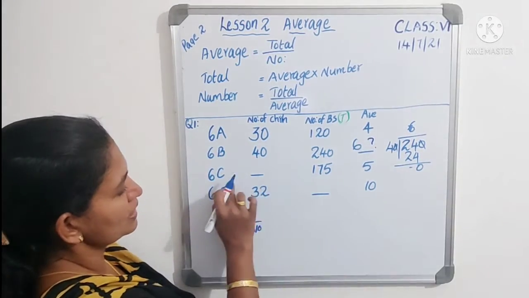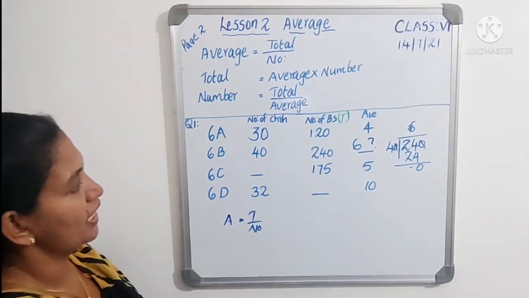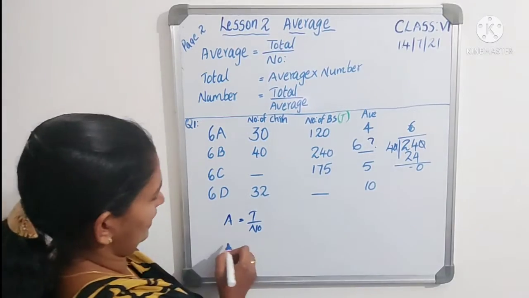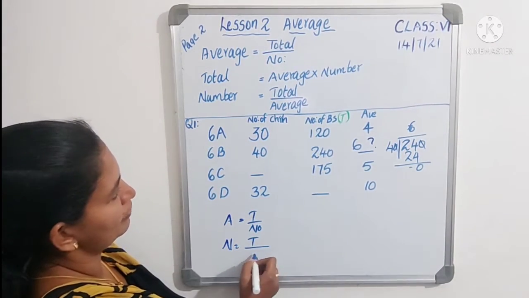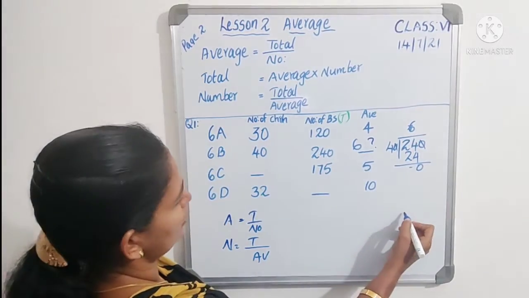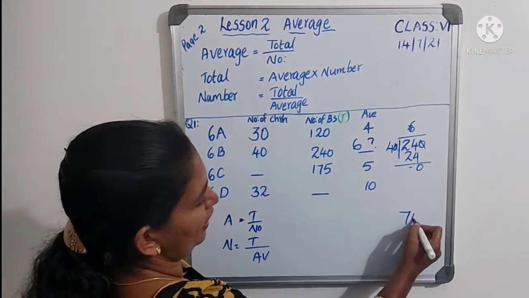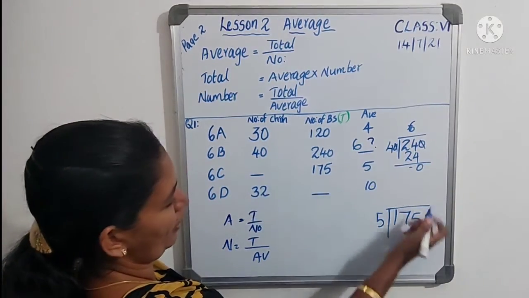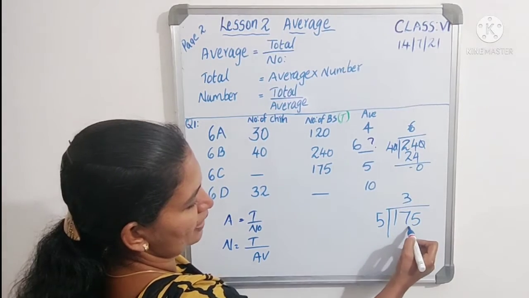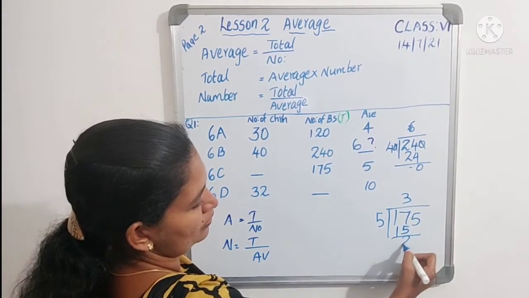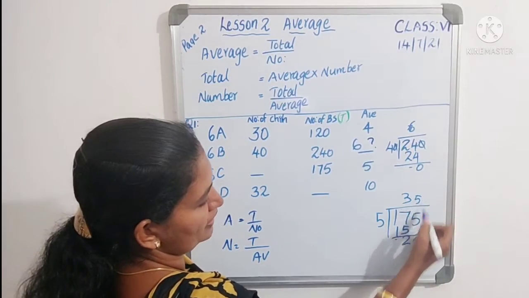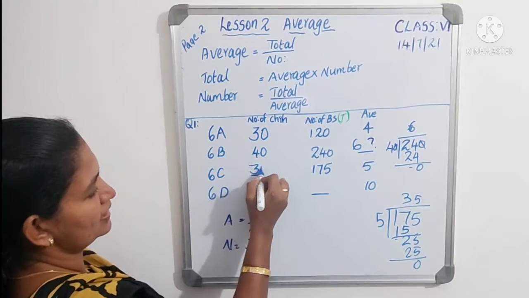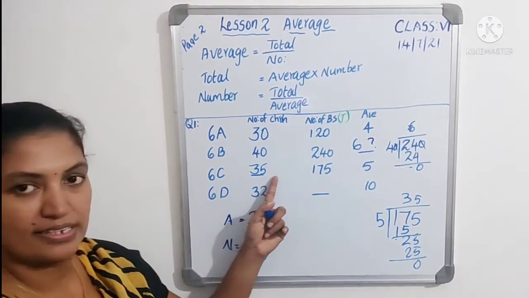Next one, 6th C, we have to find the number of children. How can you find the number of children? What is the formula for finding the number? Number is equal to total divided by average. Total is 175 divided by average 5. 3 fives are 15, 2 remainder. 5 fives are 25. Now we got 35. So for 6th C, the number of children is 35.